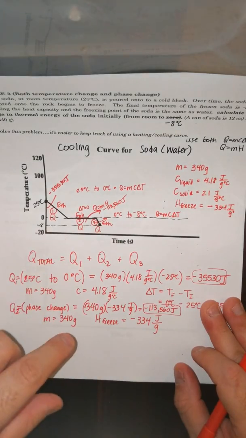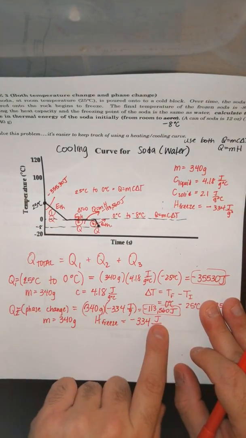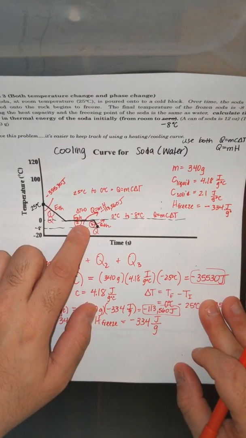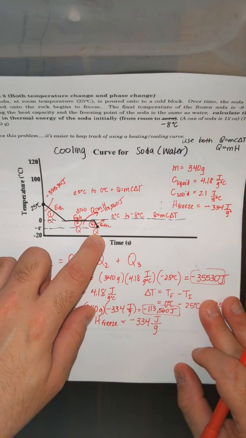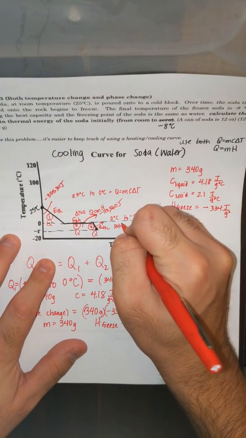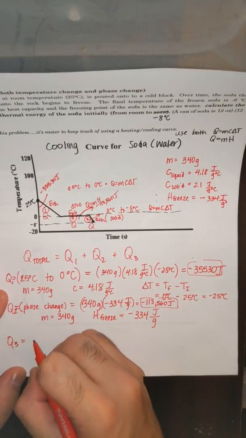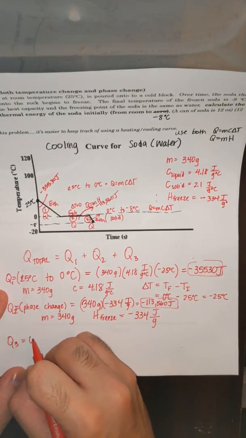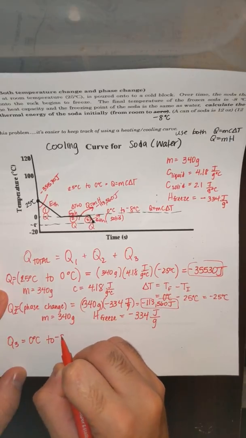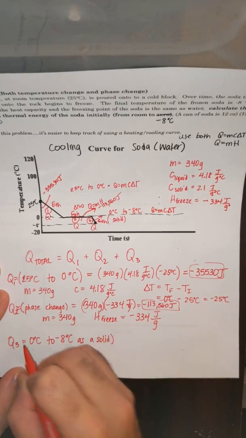These two are two different segments. To cool it from 25 to 0, losing this much. To freeze it, this much. And then after it freezes, it cools again. But guess what phase it is here now? It's a solid here. So Q3 is going from 0 degrees Celsius to negative 8 degrees Celsius as a solid.